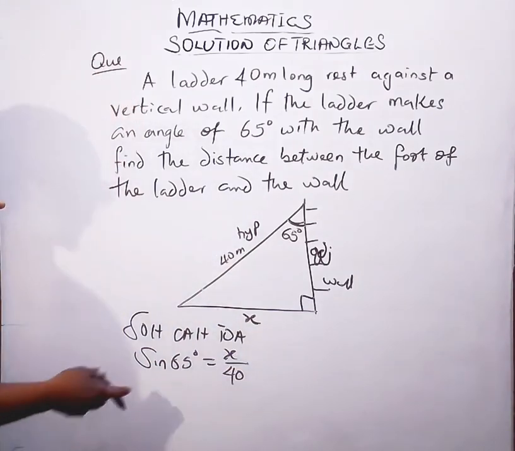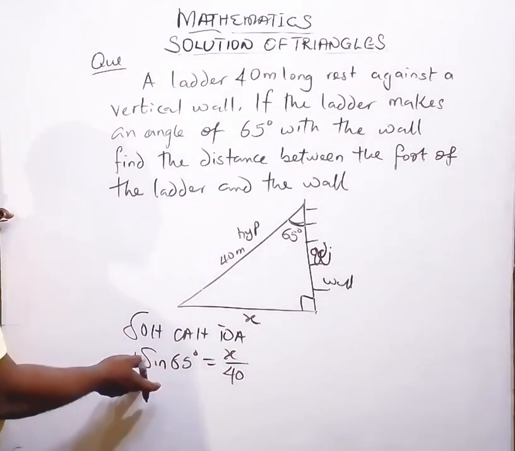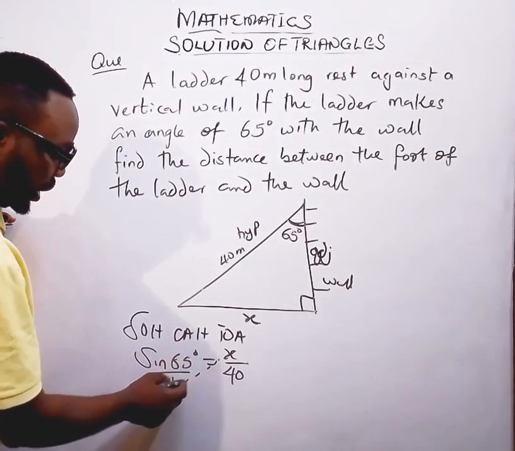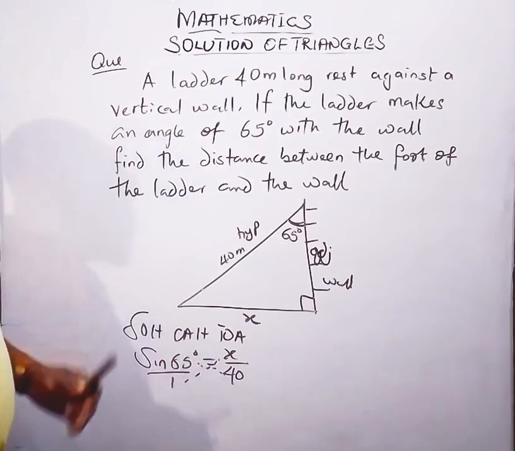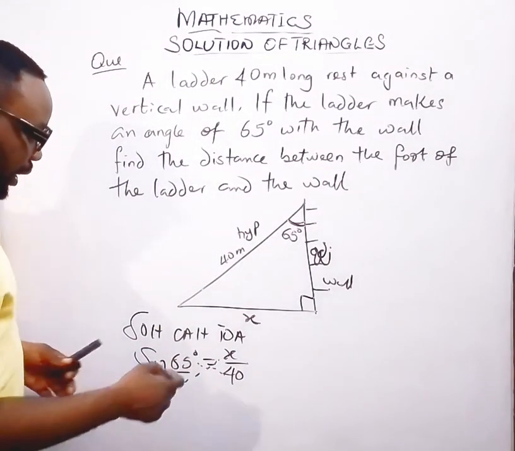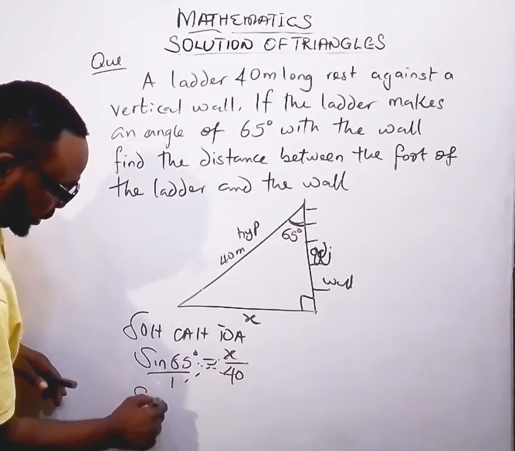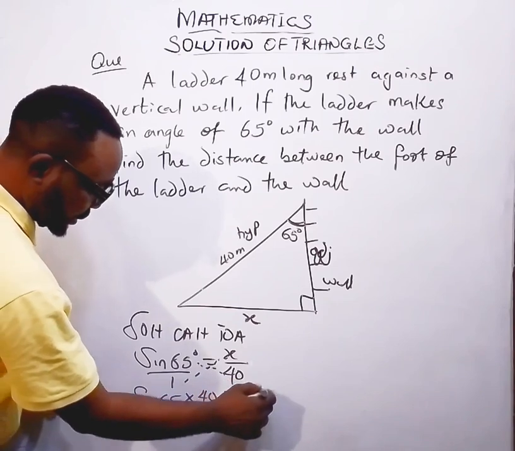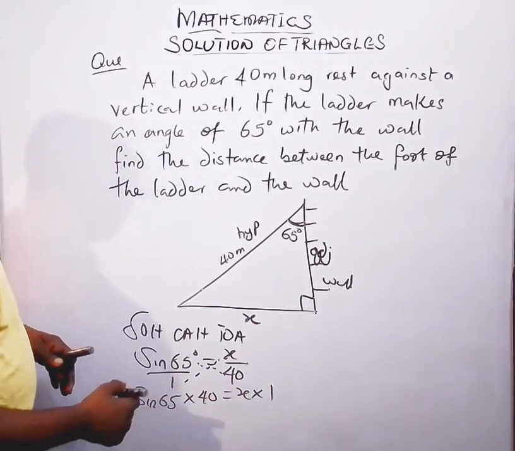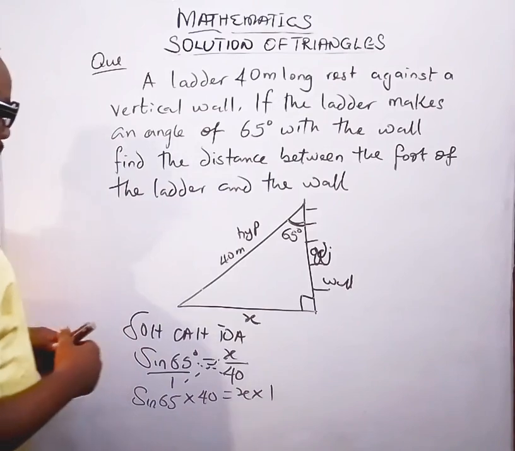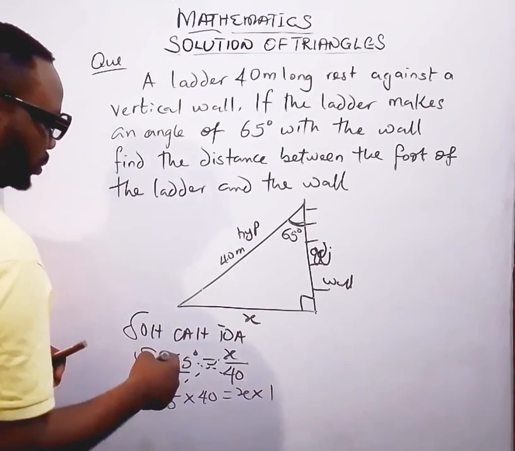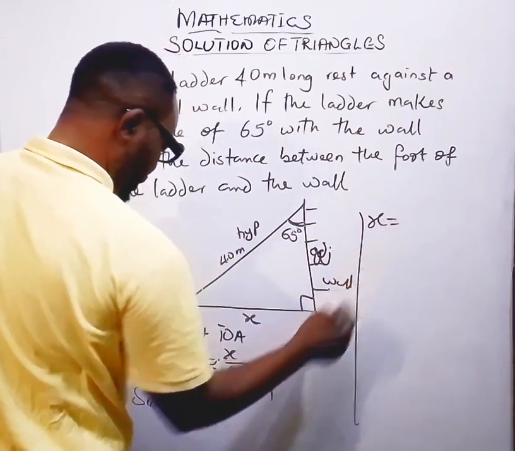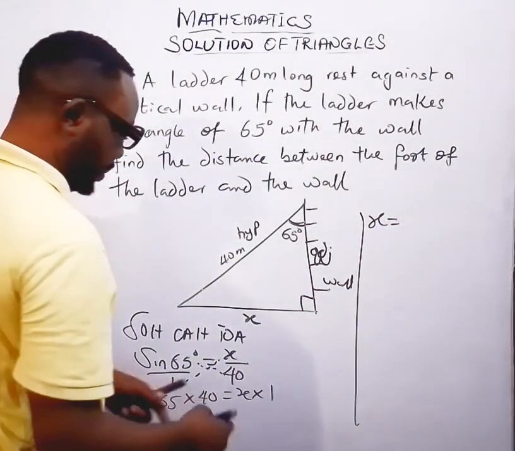In this case, we are having a fraction on this side, just a single term here. This one is as well equal to x over 1. Then what do we do here? We make use of cross multiplication. That is sine 65 multiplied by 40 equal to x times 1. Sine 65 multiplied by 40 meters equal to x. In this regard, you can now say that x is equal to sine 65 multiplied by 40.